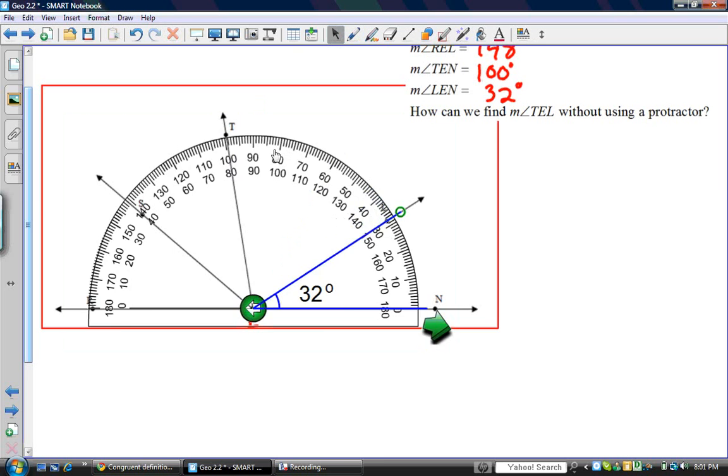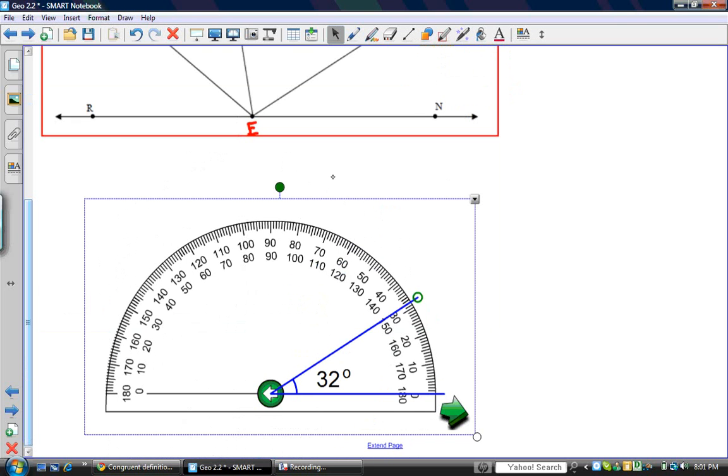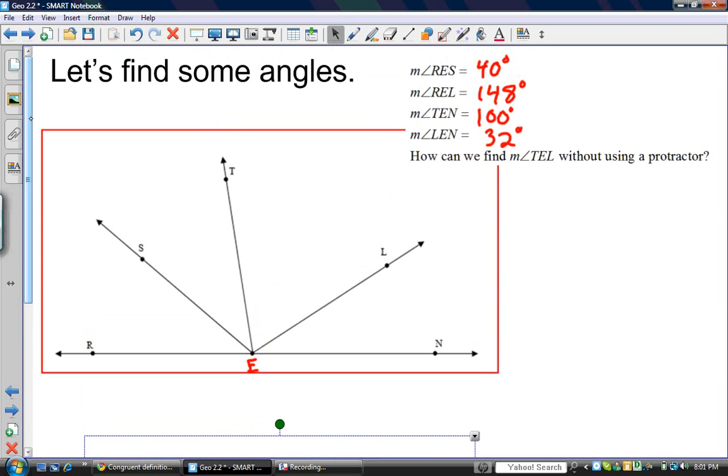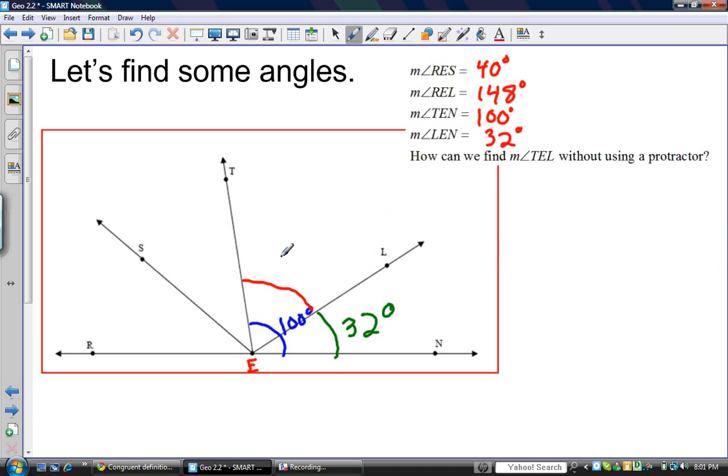Now let's look at this next question. It says, how can we find TEL without using a protractor? Well, we know TEN, this angle, is 100 degrees. We know LEN is 32 degrees. So by using subtraction, 100 minus 32, we can get what's left over. It's going to have to be 68 degrees, since 100 minus 32 is 68.